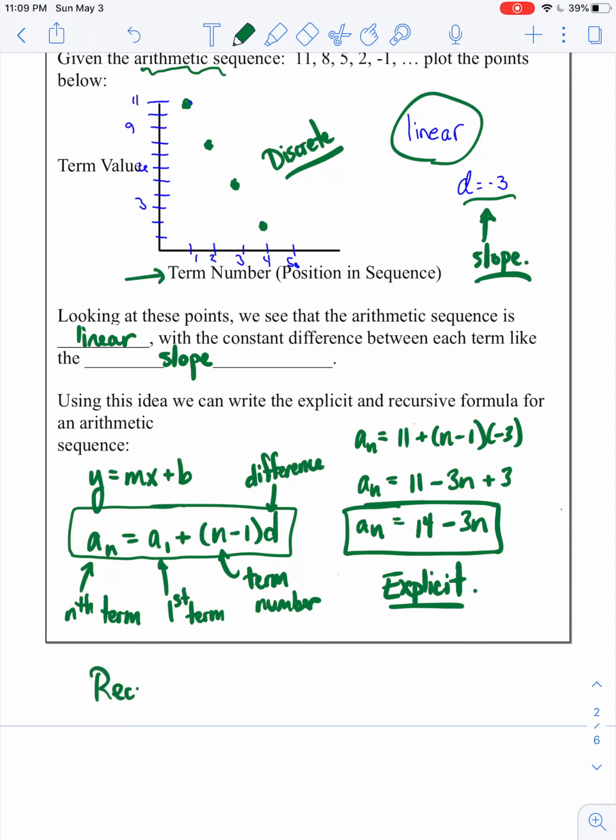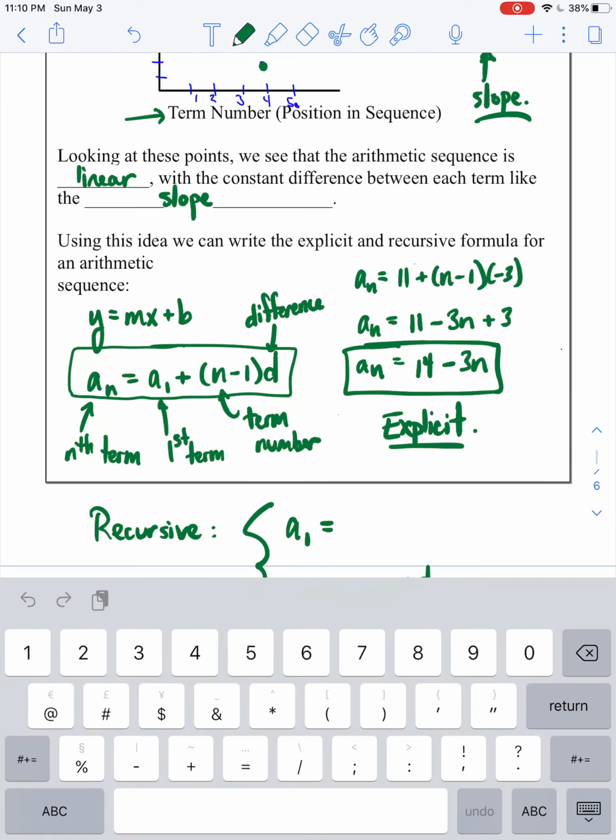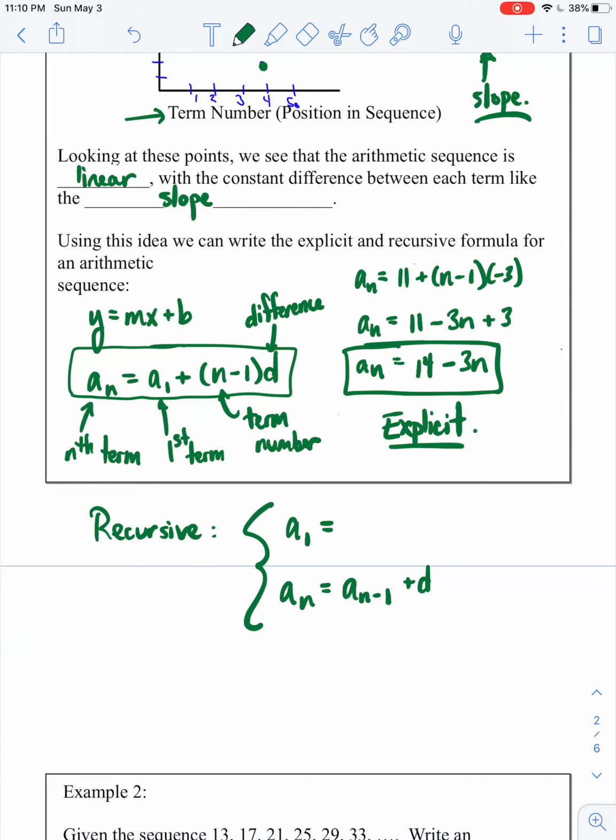Recursive is where we use our curly bracket, and then... whoops. Oh, there we go. All right, so the way a recursive formula works is it says, I need to tell the person what the first term in the sequence is.